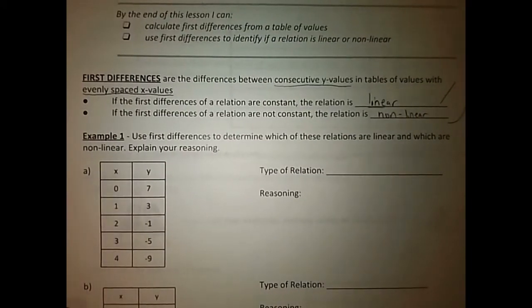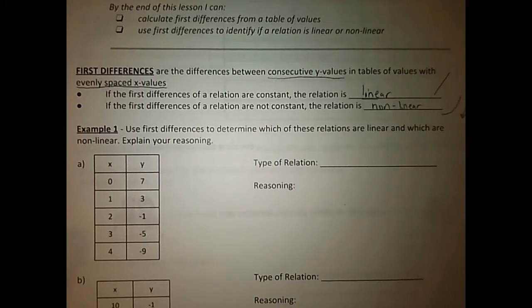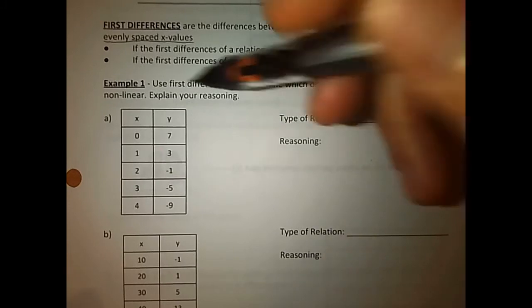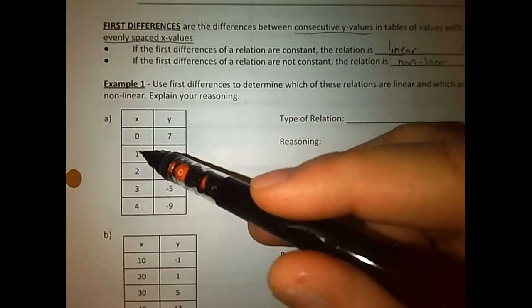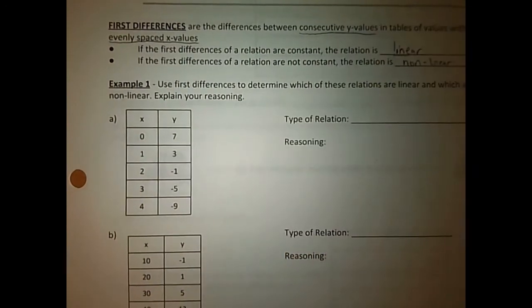So let's get an example. It says, use first differences to determine which of these relations are linear and which are nonlinear, and explain your reasoning. So again, how do we calculate these first differences? First, we have a table of values. We have to make sure our x values are going up by the same amount. In this case, they're going up by ones, so we can use our first differences here.